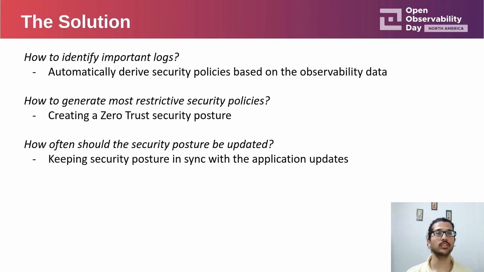Let's look at some of the questions we asked earlier. To identify important logs, we need an automated policy discovery engine which can convert the raw observability data to useful runtime security policies. To generate the most restrictive policy, denying everything by default is the key. We need to use least permissive policies that can only allow essential resources required for running the application and deny everything else. The security posture should always be in sync with the application updates. This can be done by shifting left and testing the discovered policies in the early stage of the software development cycle.